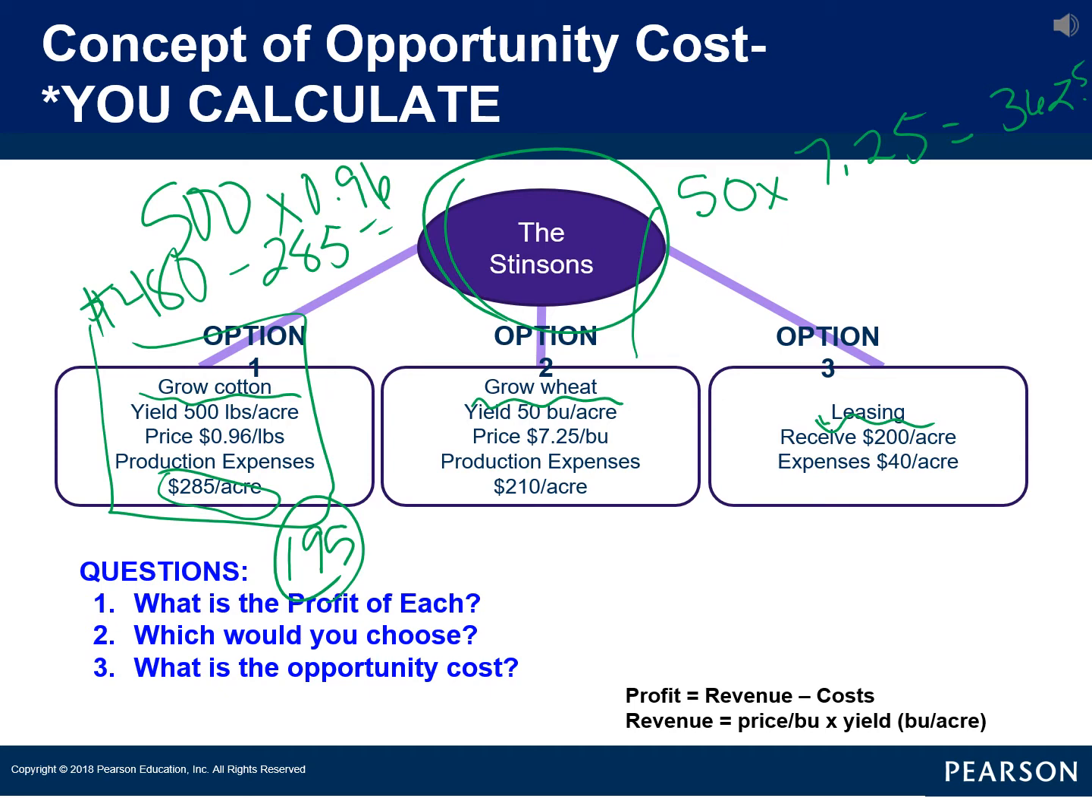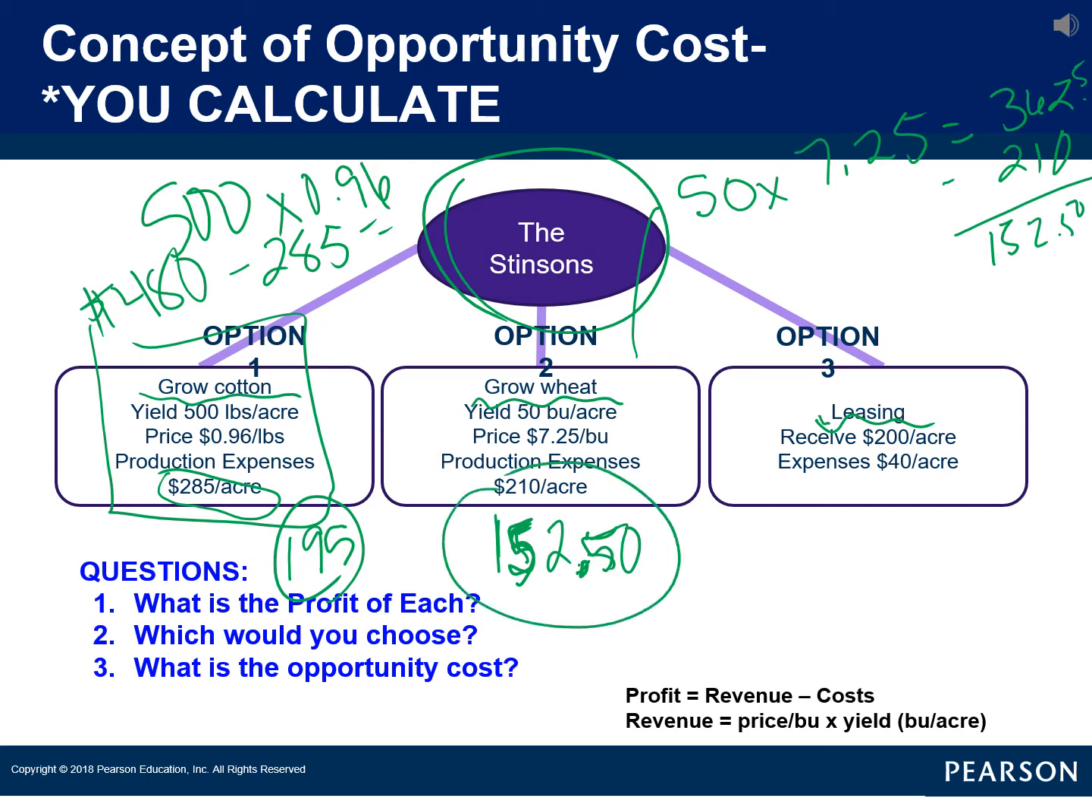And it says production expenses are $210 per acre. So I'm going to subtract 210 off of that. So my profit there is $152.50. Okay. So my option here, growing wheat, I'm going to make less money than growing cotton.